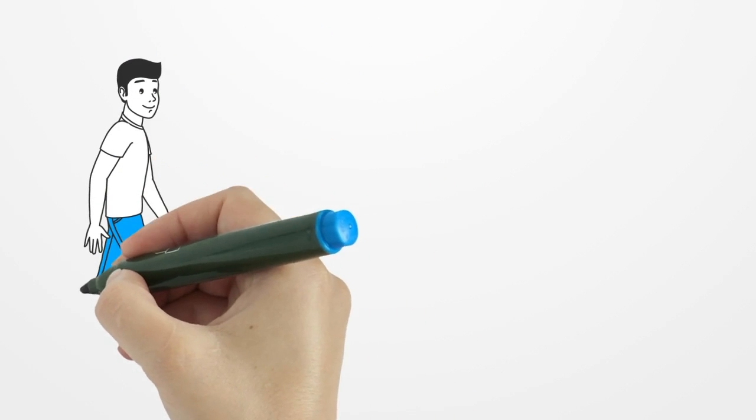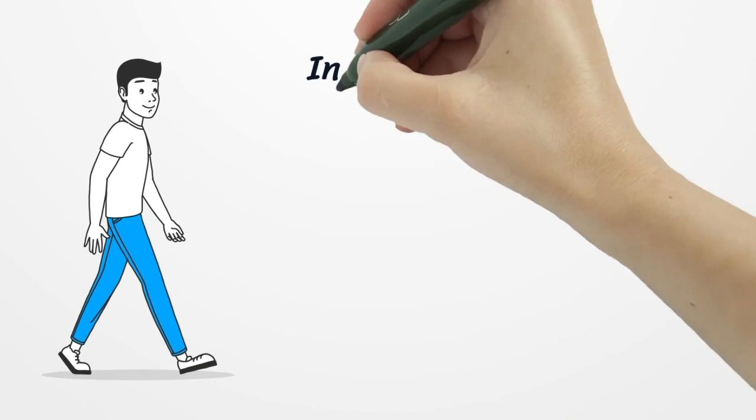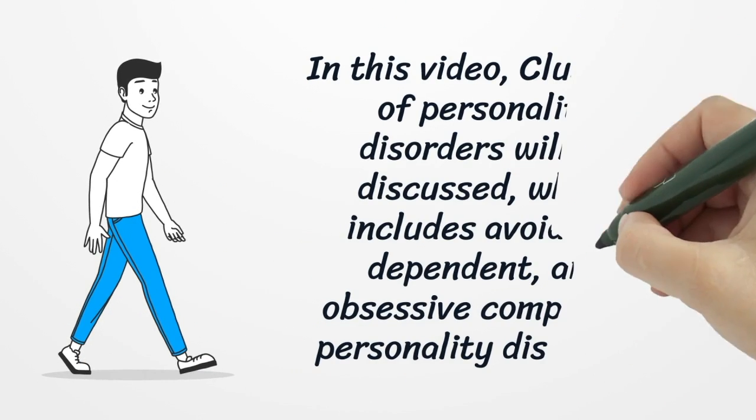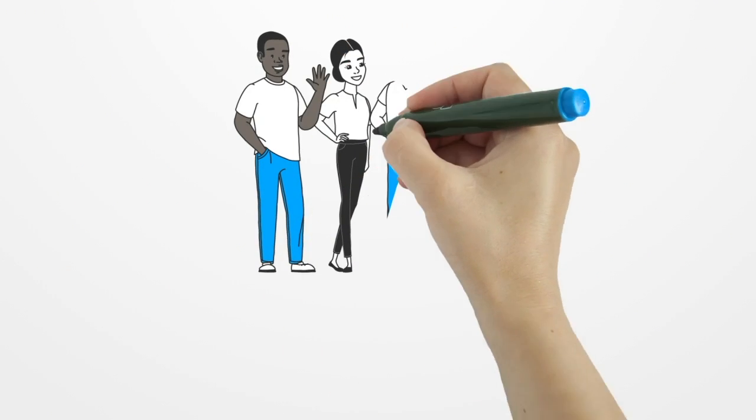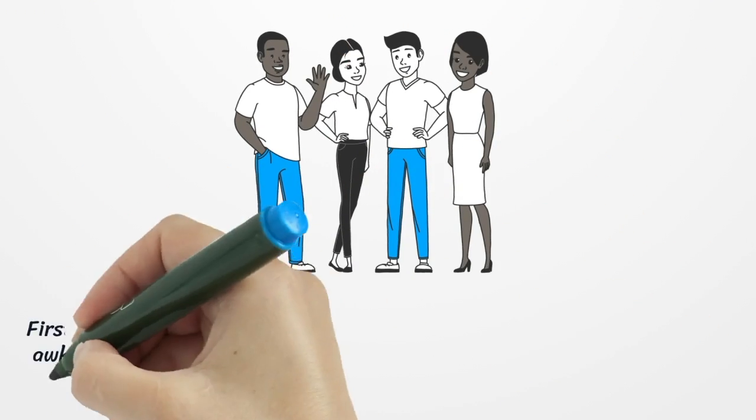In a previous video, we discussed Cluster B, the second cluster of personality disorders, which consisted of antisocial, borderline, histrionic, and narcissistic conditions. In this video, Cluster C of personality disorders will be discussed, which includes avoidant, dependent, and obsessive-compulsive personality disorders. Let's dive deeper into what these disorders entail rather than just looking at the surface level details.